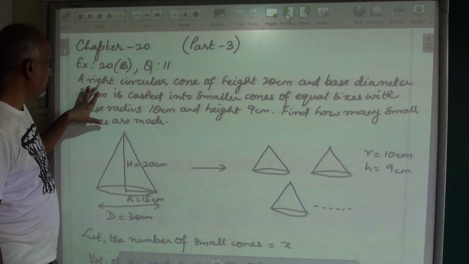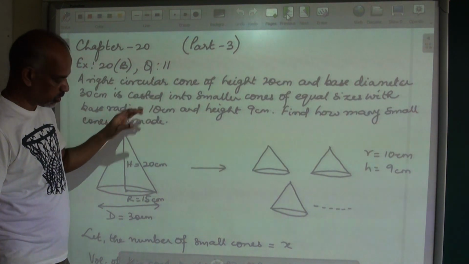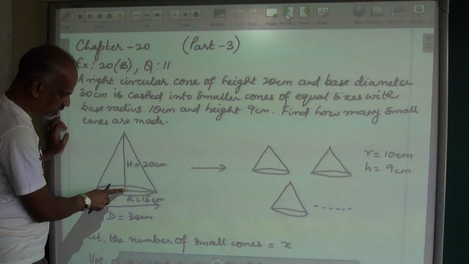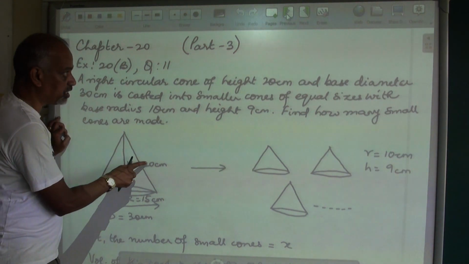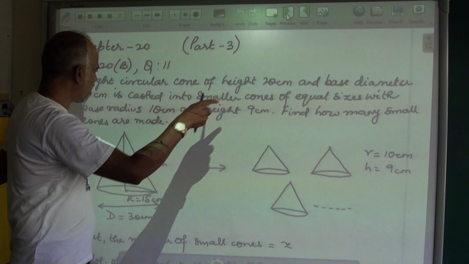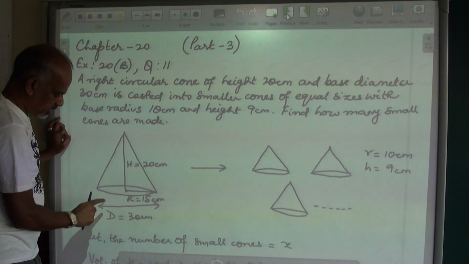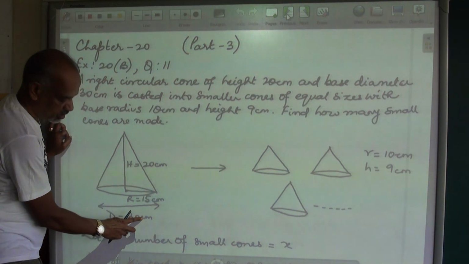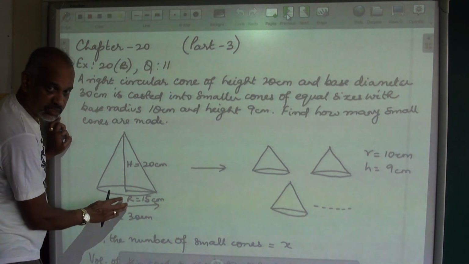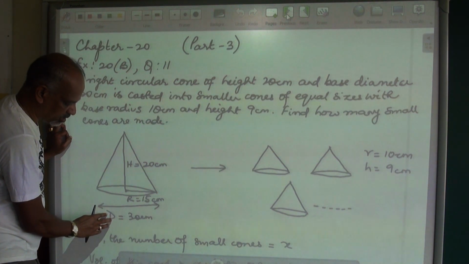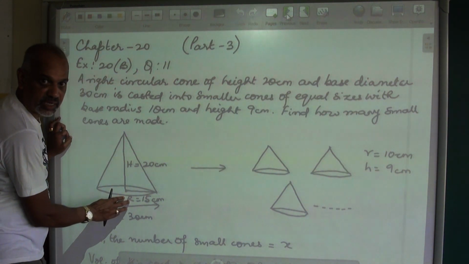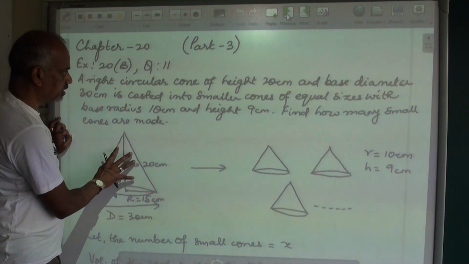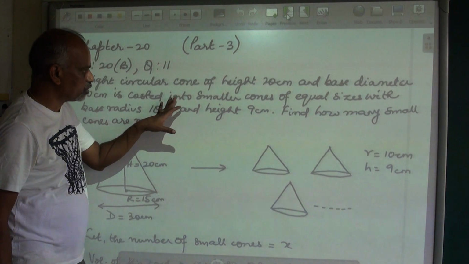If you read from the beginning, it says a right circular cone, this is the cone, of height 20 centimeter. Height of this cone I have considered as capital H, is 20 centimeter, and base diameter 30 centimeter. Diameter is given, but we don't need the diameter, we need the radius. Radius is half of the diameter, therefore radius I have considered as capital R, which is half of 30, that's 15 centimeter. This cone is casted into smaller cones.